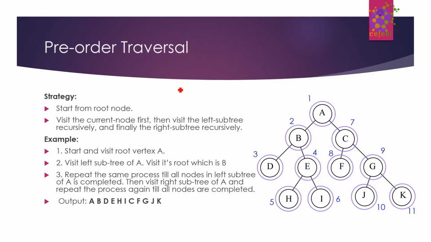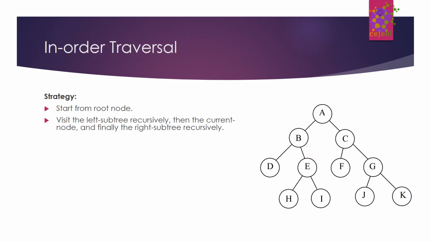So this is the final output of the traversal that we have, which is A, B, D, E, H, I, C, F, G, J, K. Cool. I hope this example helped understand the traversal strategy a little bit better. Then we'll move on to the next strategy, which is inorder traversal.